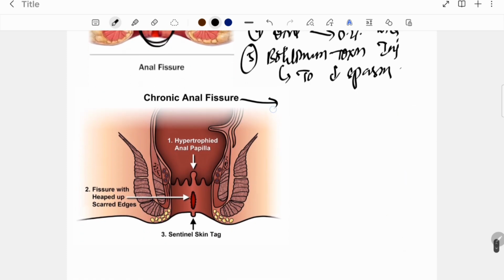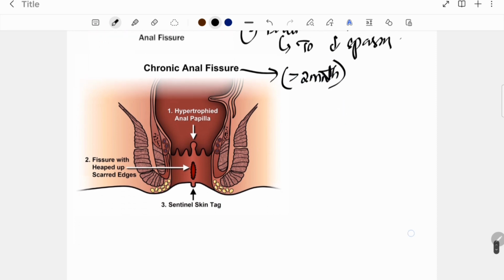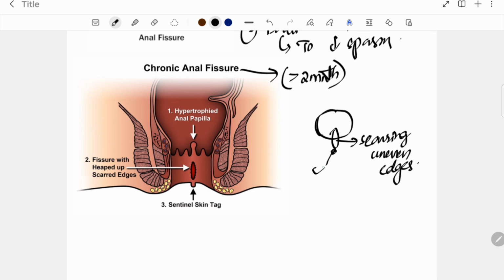Next, chronic anal fissure. It is termed a chronic anal fissure if it is of more than 2 months duration. If you see here, this is the anus, and we can see the fissure with scarring, uneven edges, and at the end we can see the sentinel tag or the sentinel pile.